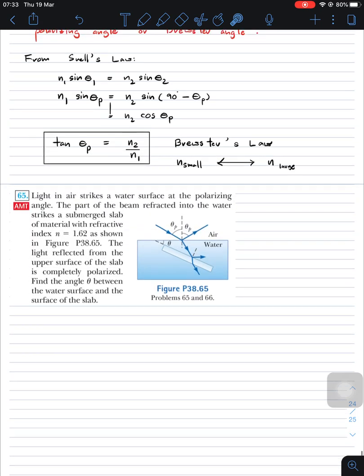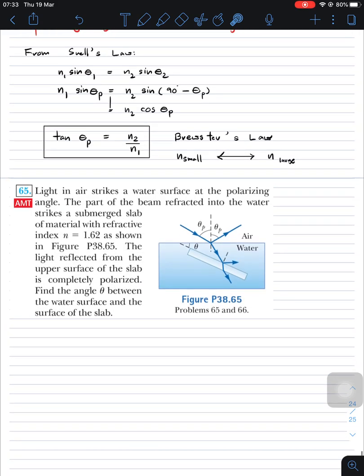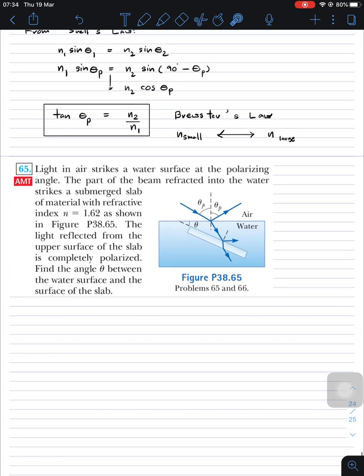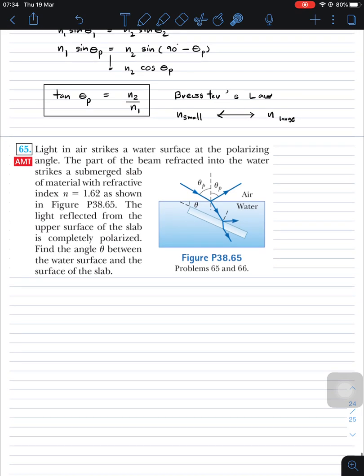Okay, examples. Light in the air strikes a water surface at the polarizing angle. So this θp is the polarizing angle. The path of the beam refracted into the water strikes a submerged slab of material with refractive index equal to 1.62. Now the light reflected from the upper surface of the slab is completely polarized. So we have this light to be polarized as well. Now we want to find this angle θ between the water surface and the surface of the slab.